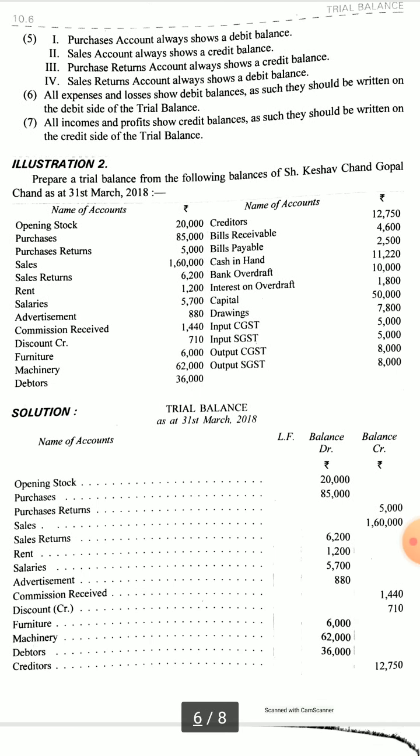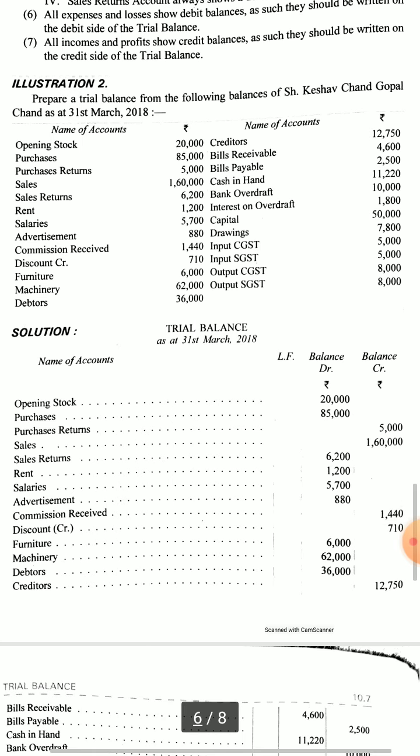Let's see an illustration today. So this is the book of Keshav Chand Gopal Chand, and as at 31st March 2018, the ledger balances have been given. So name of accounts have been given. Now you have to prepare trial balance.